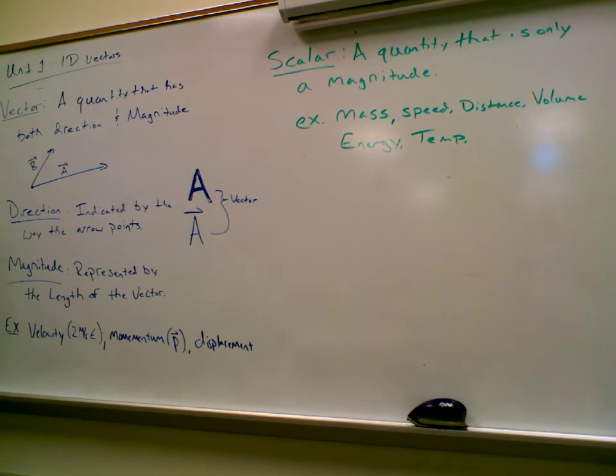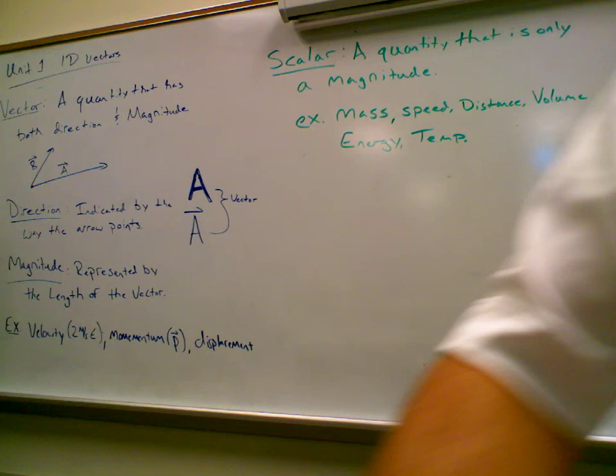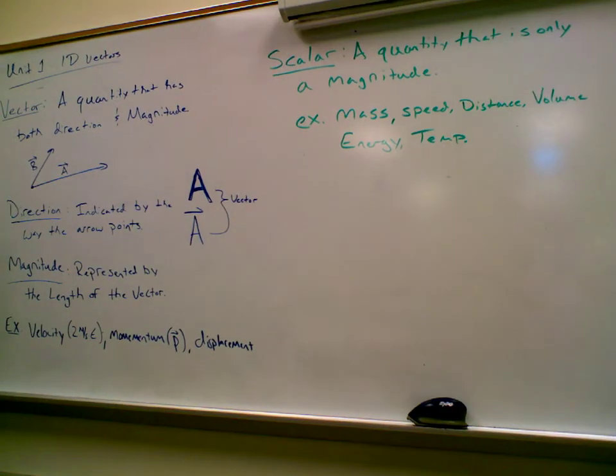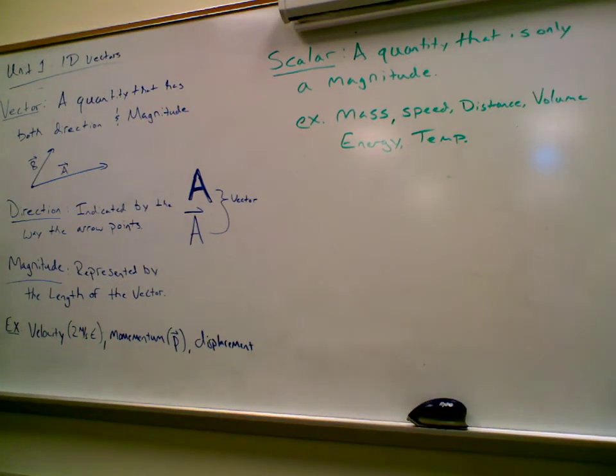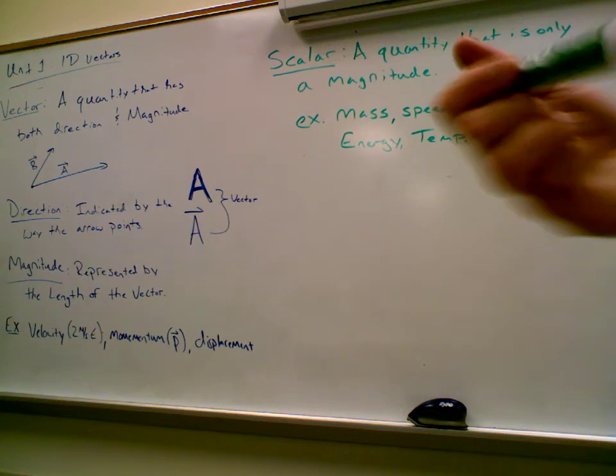Any questions about vectors? So a vector has to have both direction and magnitude. Has to have both direction and magnitude, yep. If it doesn't have magnitude, then it's just a direction, just to the left. If it's just the magnitude, then it's a scalar.